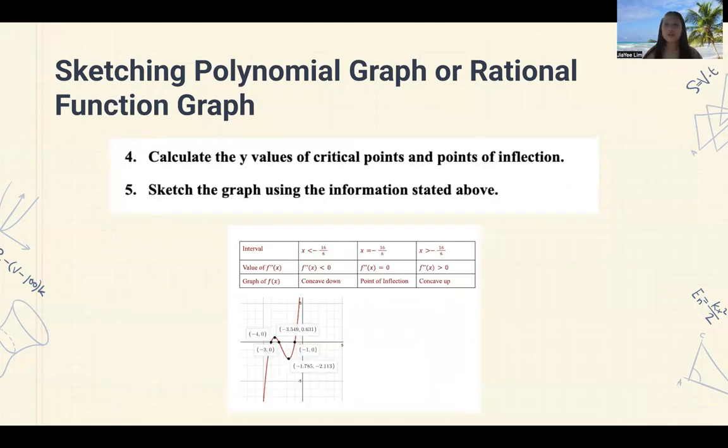And lastly, we will use a table to find out whether the graph of f(x) is concaving downward, upward, or whether it is a point of inflection. We will be calculating the y value of the critical points and also the point of inflection. Finally, after gathering all the information, we will use it to sketch the graph.